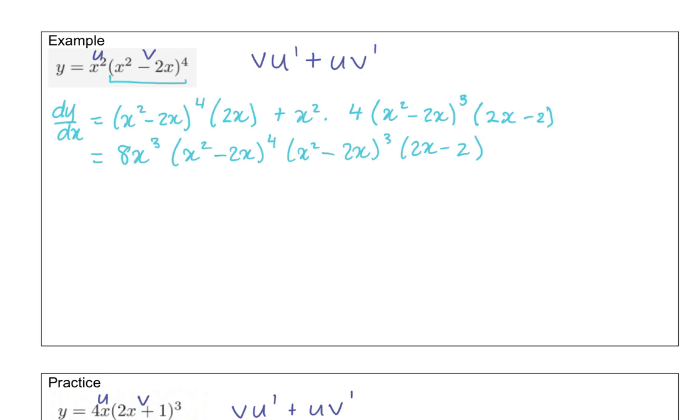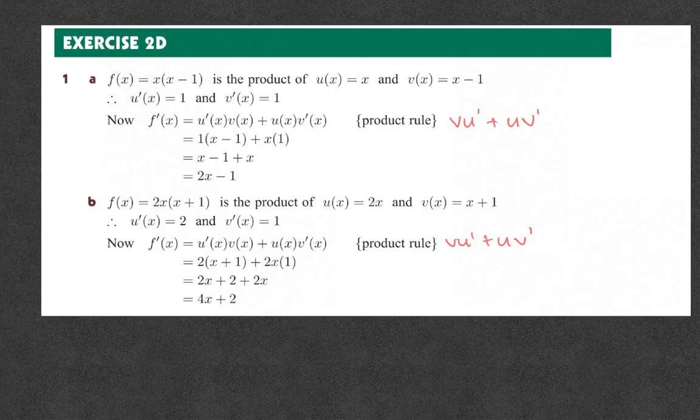What I'd like you to do are the questions in 2D. I've put the answers, the worked solutions, into the video, so you can just keep playing the video and check your answers as you go. Some of the working out is a little bit different, but that's okay. You can, if you want to, follow the working out from the textbook, or you can follow my working out. You'll get the same answer either way.